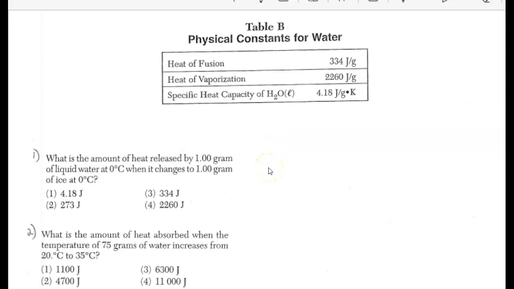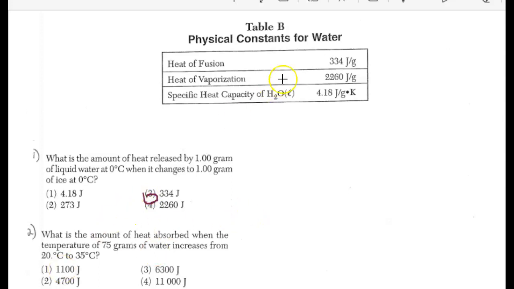In question 1, they're talking about heat released by 1 gram of liquid water at 0 degrees when it changes from 1 gram of ice at 0. Now, you're having a phase change here at a specific temperature, but we're dealing with melting, and melting is fusion. 334 joules per gram of ice, and there's my answer. It is choice 3. Yes, they give you the temperature, but this isn't a delta T. Remember that temperature is constant at a phase change. So the answer is choice 3.